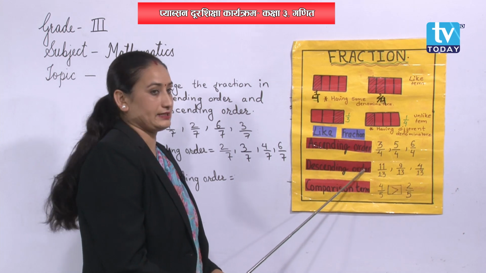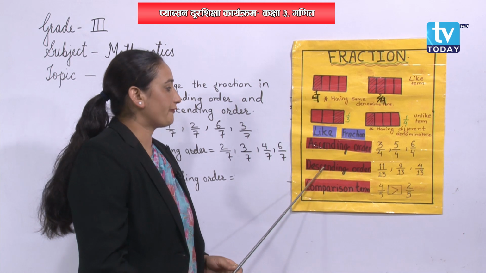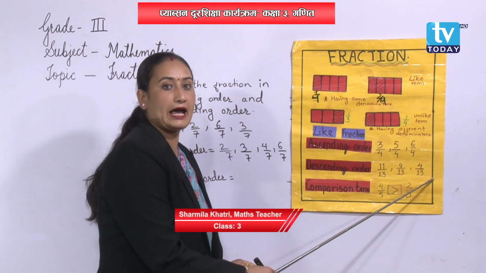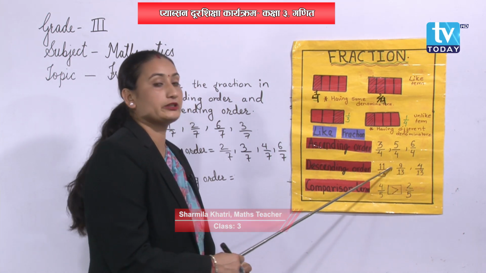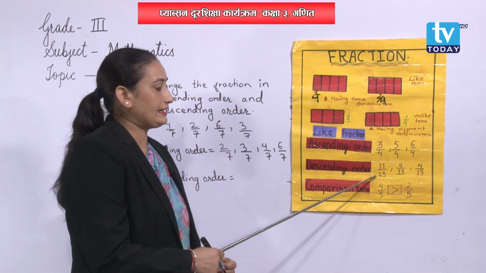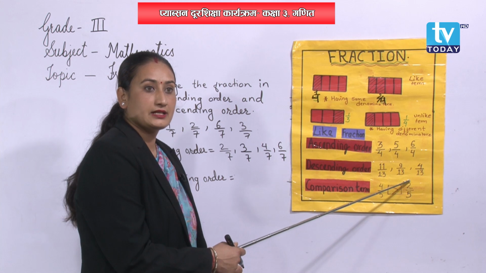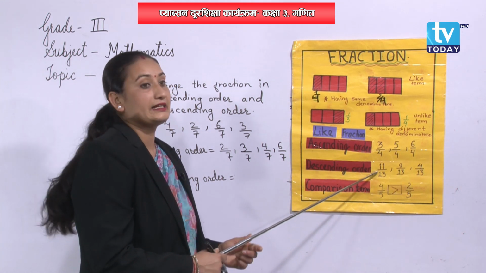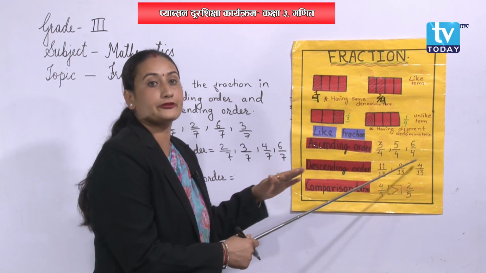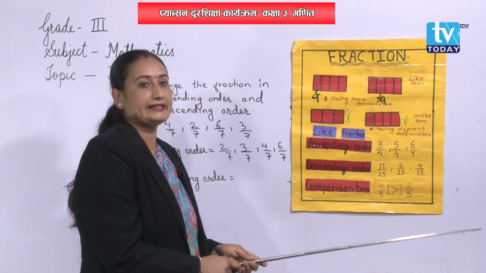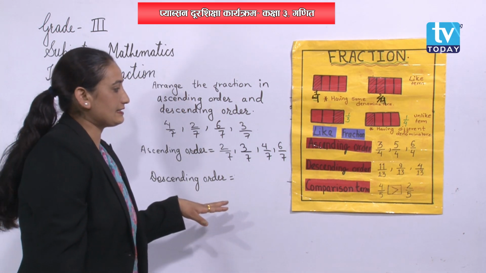In descending order, it's a decreasing way, right? It's a decreasing order. So first, if they have the same denominators, then have a look at the upper part, the numerators. That is 11 by 13, 9 by 13, 4 by 13. So see, 11 is greater, 9 is a bit smaller, then 4 is even smaller. So you can write here in descending order.